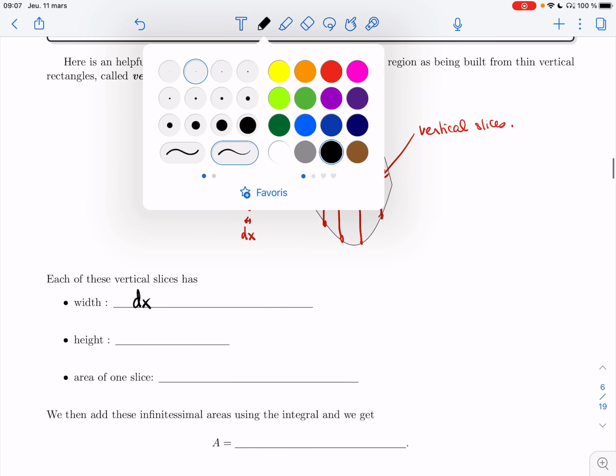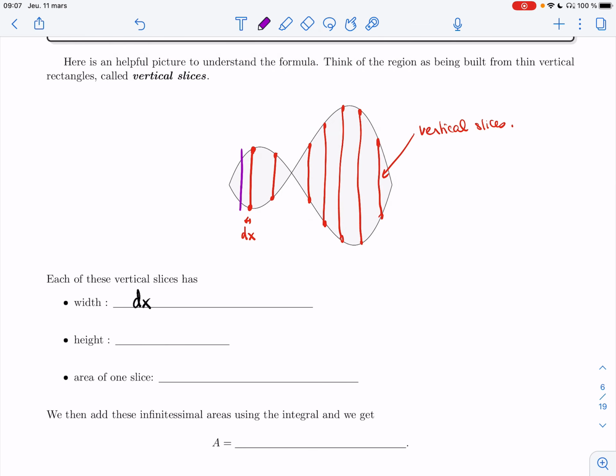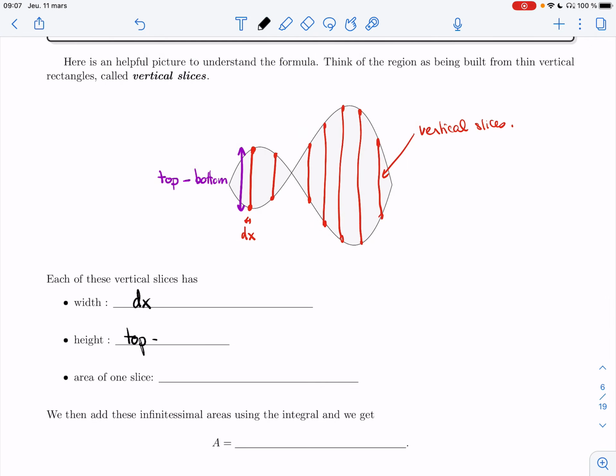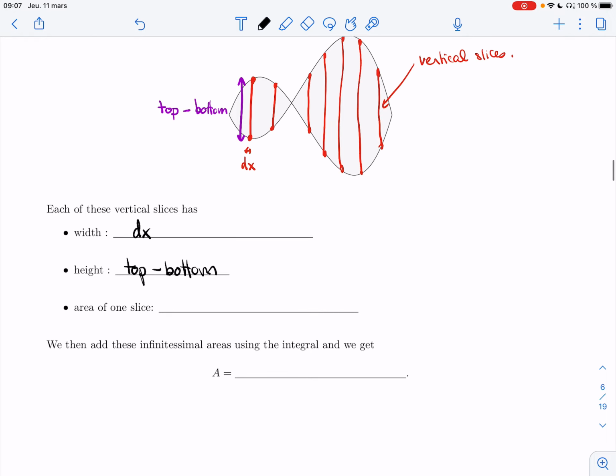And then the height is going to be whatever function gives you top minus whatever function gives you bottom. All right, so it's top minus bottom. And so the area of one of these strips will be top minus bottom dx.